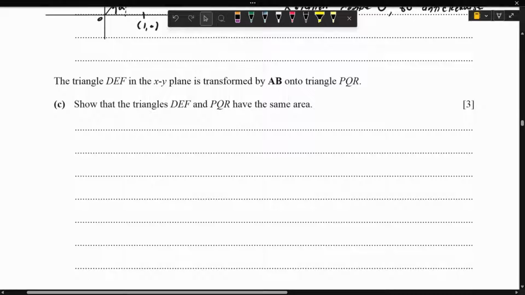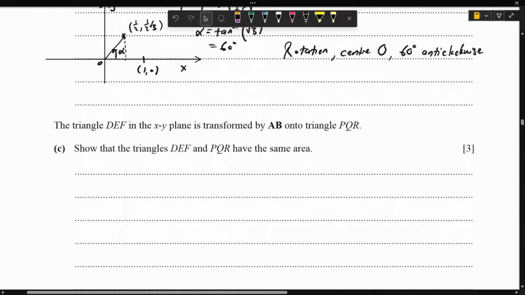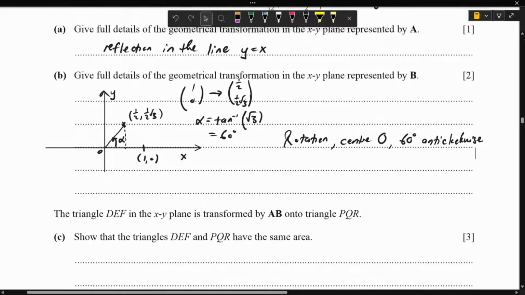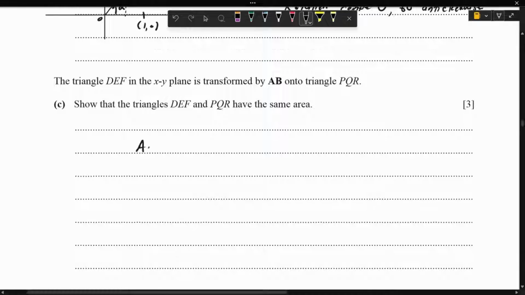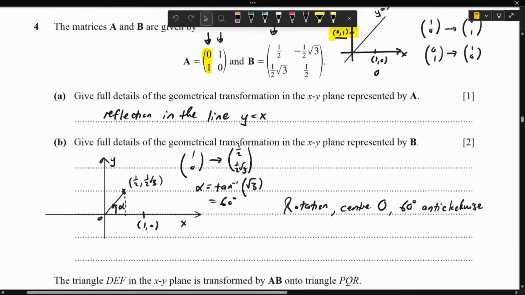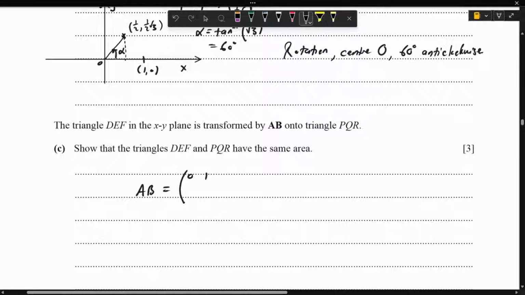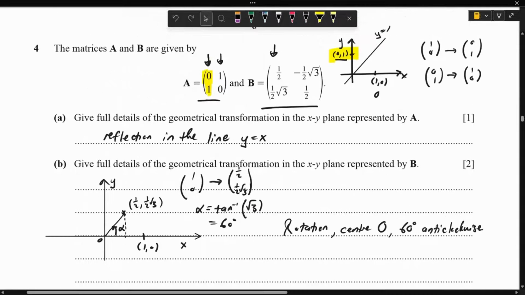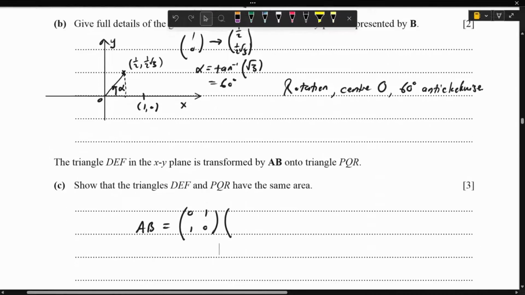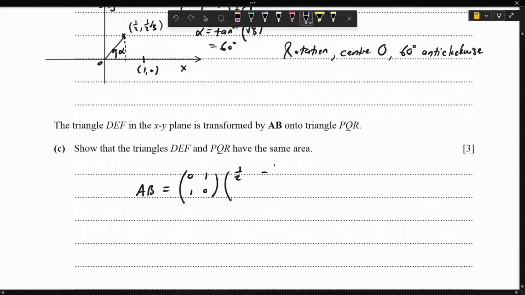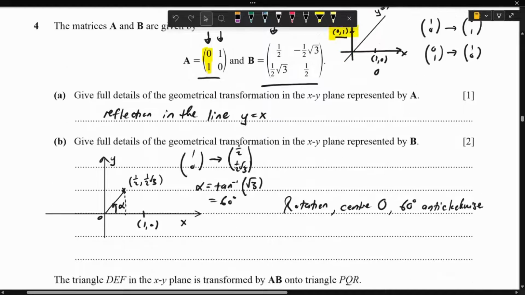On part C, they say triangle DEF is transformed by AB onto triangle PQR. Show that the triangles DEF and PQR have the same area. Alright, so let's start with the matrix AB itself. AB is the product of A and B. So [0, 1; 1, 0] and this other matrix, [half, minus half root 3; half root 3, half]. Sure, that's right. Okay, good.